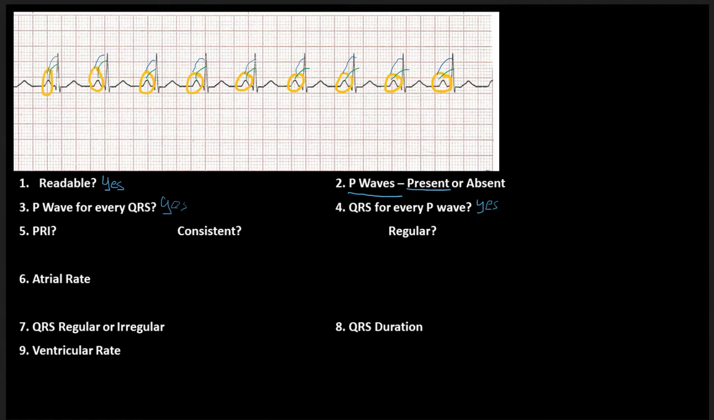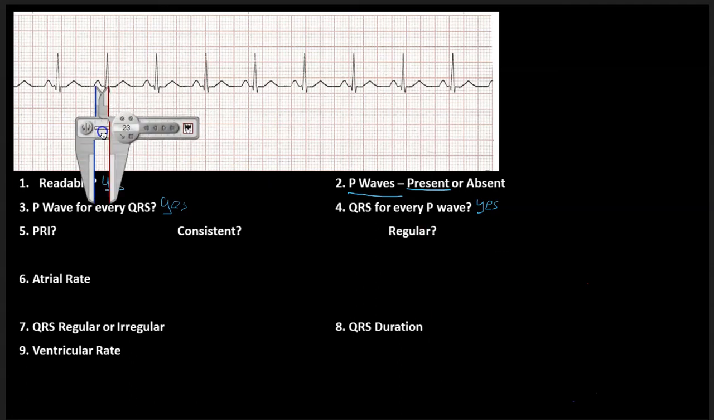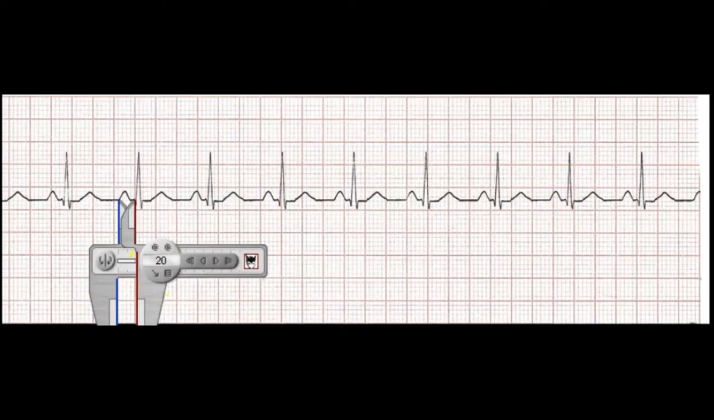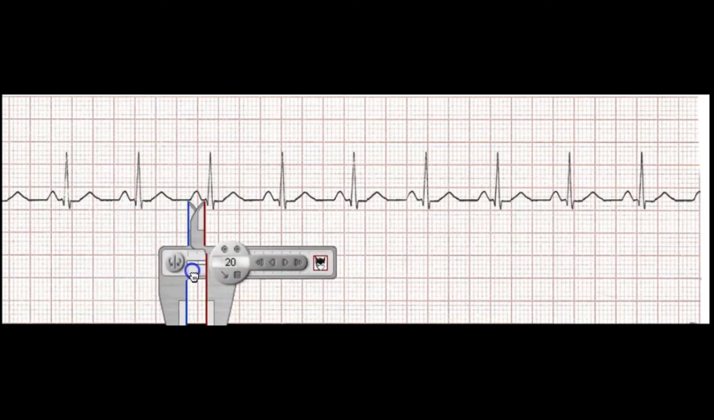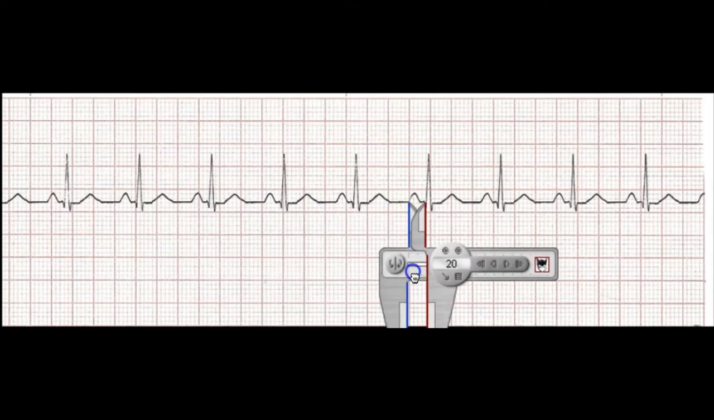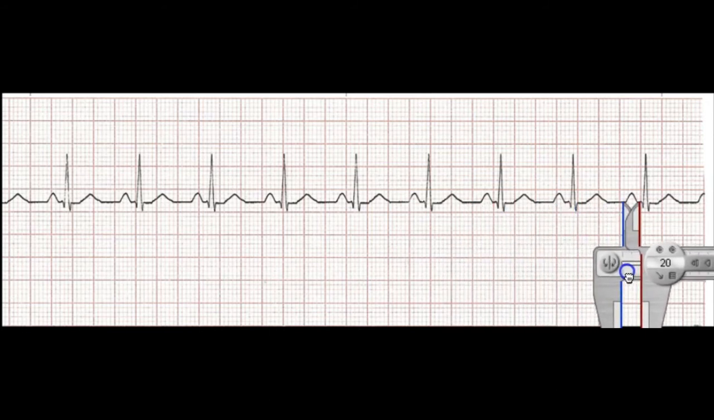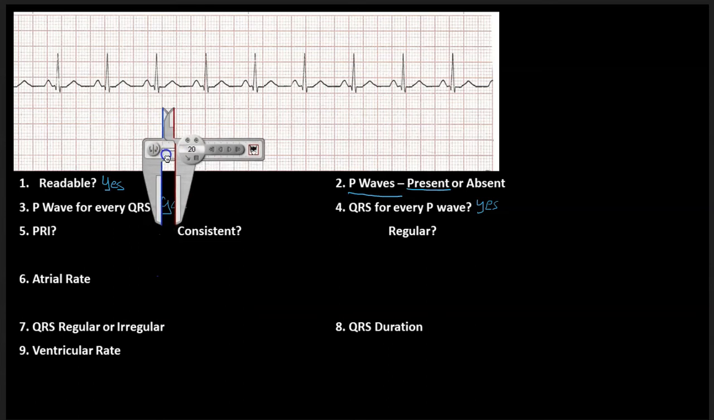Now I'm going to erase this, because now I want to pull in my calipers, and I want to start measuring some things. So I want to take a look here at my PR interval. So I'm going to adjust my calipers, beginning of my P wave to beginning of my QRS complex. And now I want to move this down, and I want to make sure that it is consistent the whole way. So it is consistent, and I'm going to measure my PR interval.